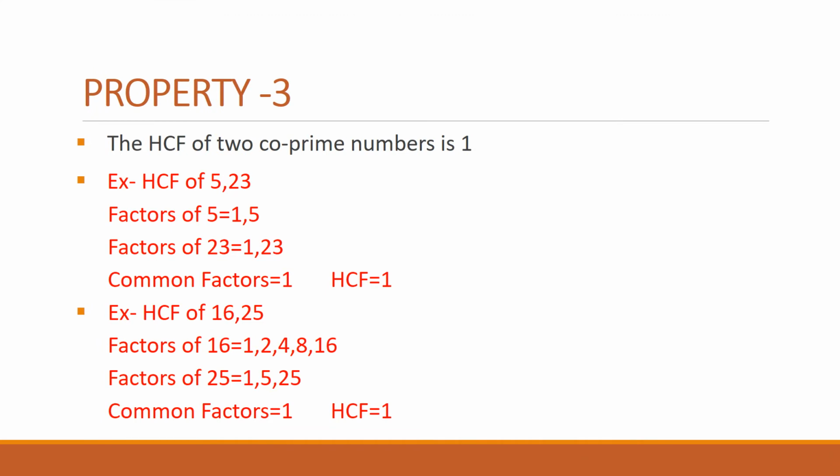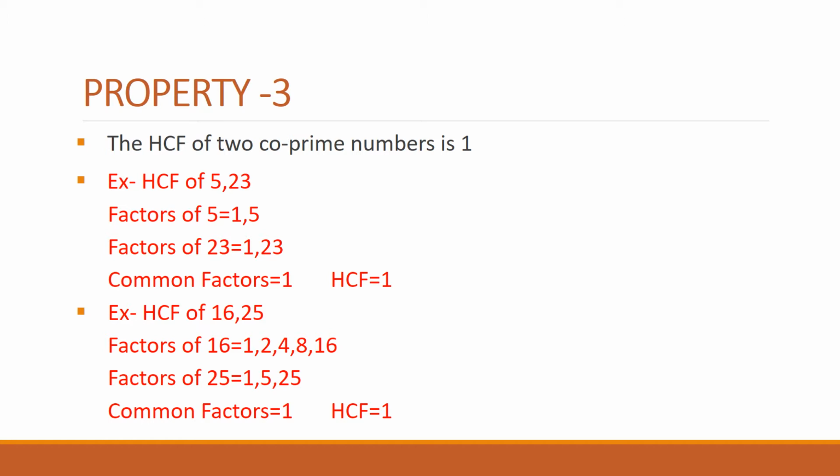Property 3. The HCF of two co-prime numbers is 1. Now here let us take an example. Co-prime numbers are the numbers which have HCF 1. So you can see here, let us take example 5 and 23.